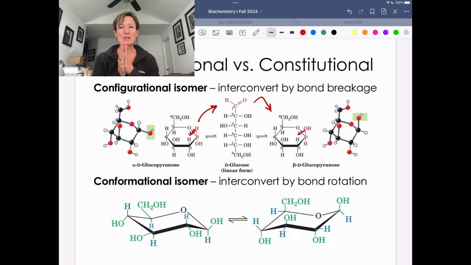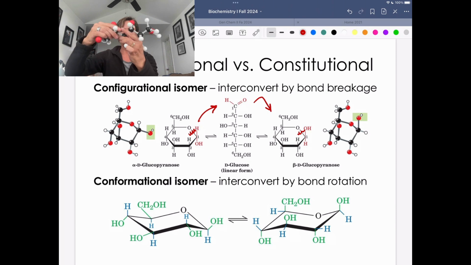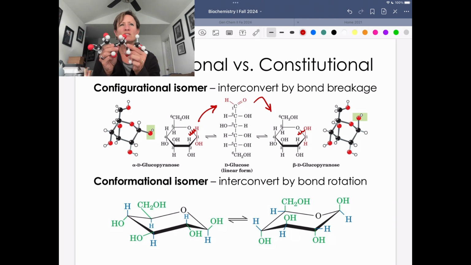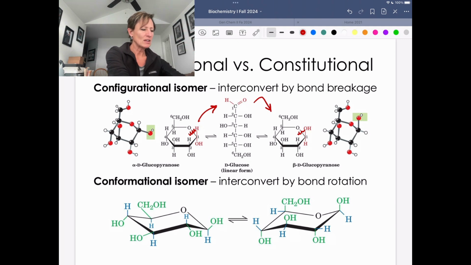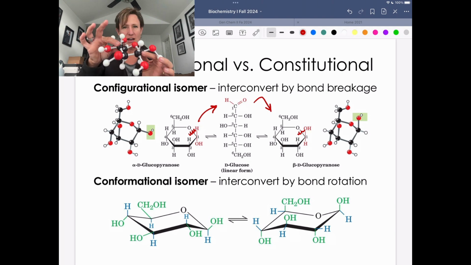Now, conformational isomers, conformations. When I was talking about my linear open chain form, and I'm twisting all around here to make the most stable zigzag structure, I was looking at different conformations. I was rotating bonds in order to interconvert these, okay? Let me orient this so that you can see with my oxygen in the back right corner of what I have here, this is a chair conformer.